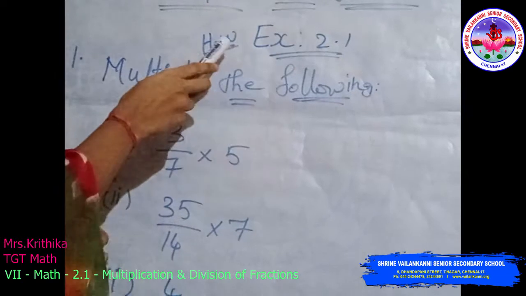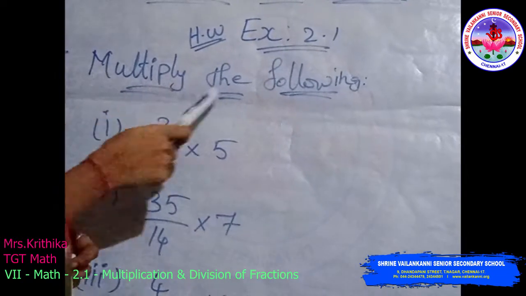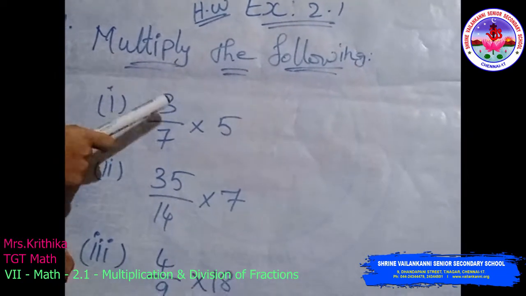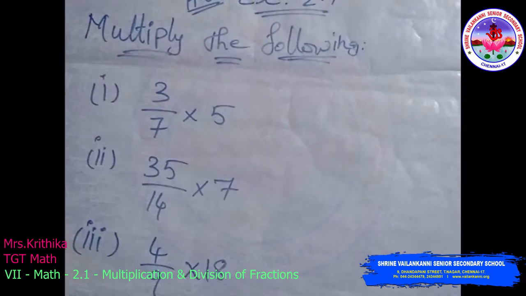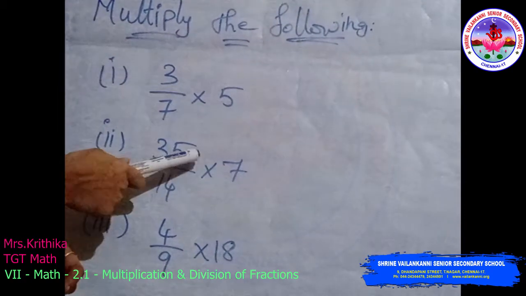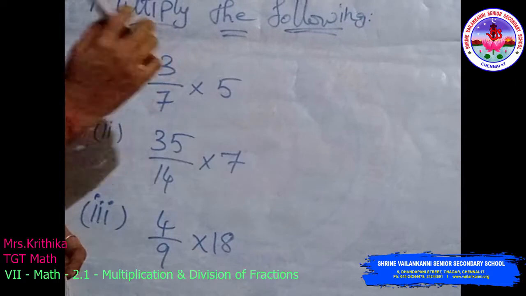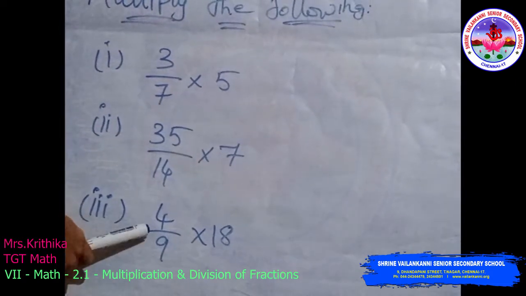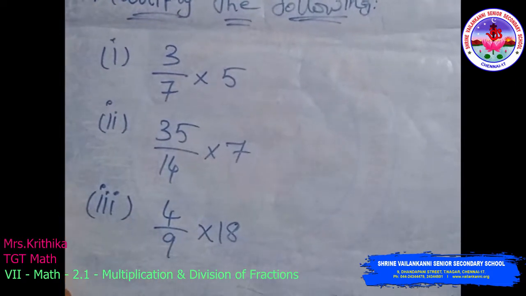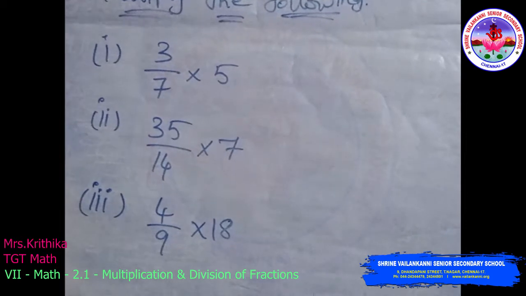Exercise 2.1 homework sum. First question, multiply the following. First one is 3 by 7 into 5. Second one is 35 by 14 into 7. Third one is 4 by 9 into 18. This is the homework sum.